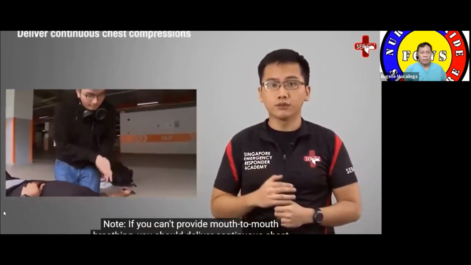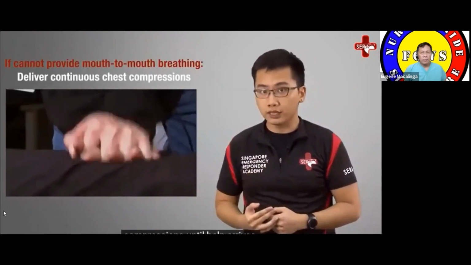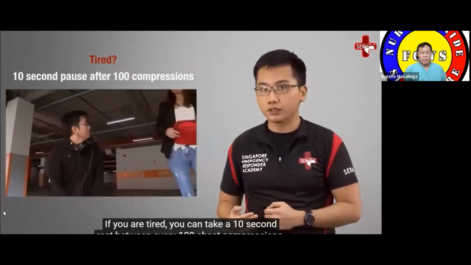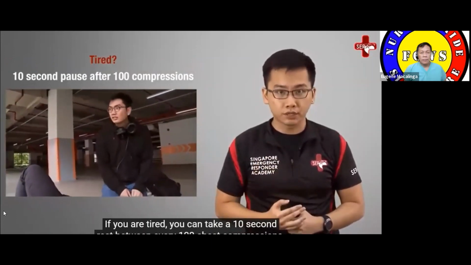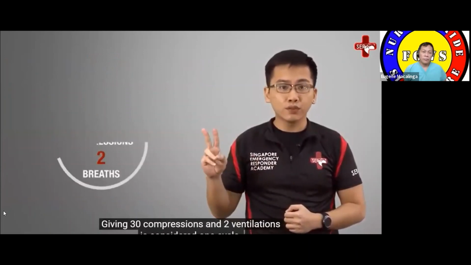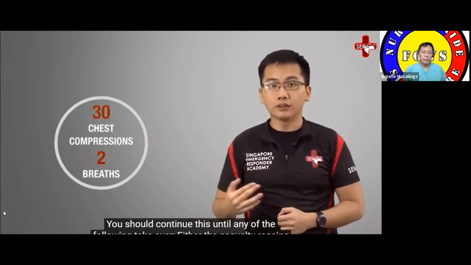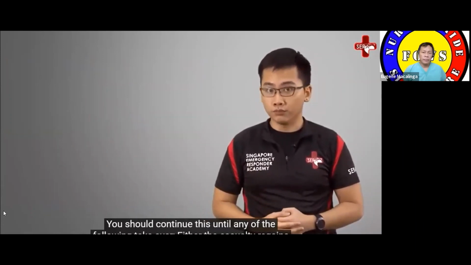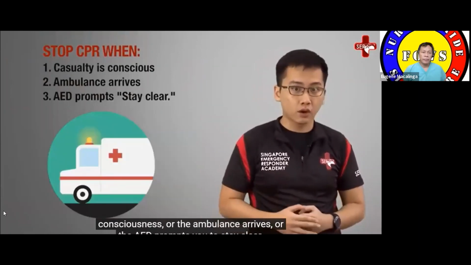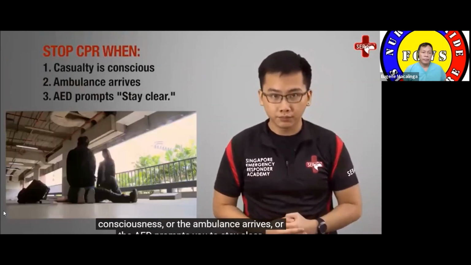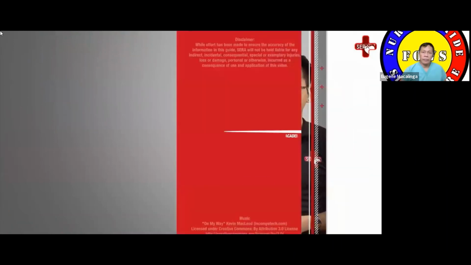Note, if you can't provide mouth-to-mouth breathing, you should deliver continuous chest compressions until help arrives. If you are tired, you can take a 10-second rest between every 100 chest compressions. Giving 30 compressions and 2 ventilations is considered 1 cycle. You should continue this until any of the following takes over: either the casualty regains consciousness, or ambulance arrives, or AED prompts you to stay clear. We'll cover more about the AED in the next video.